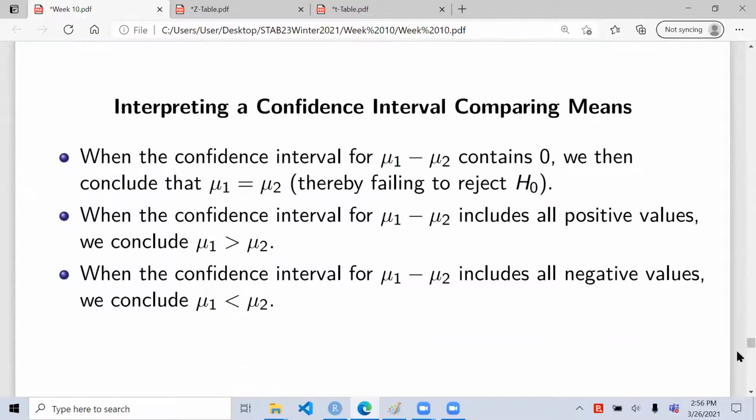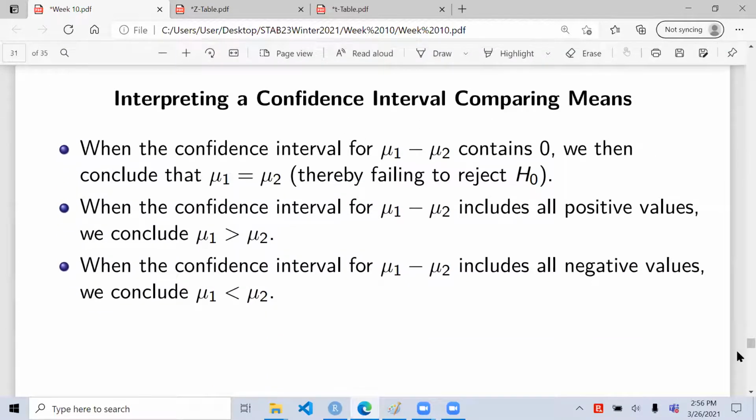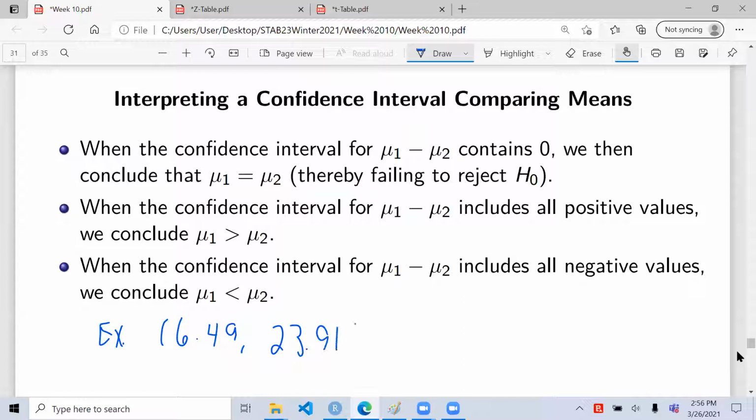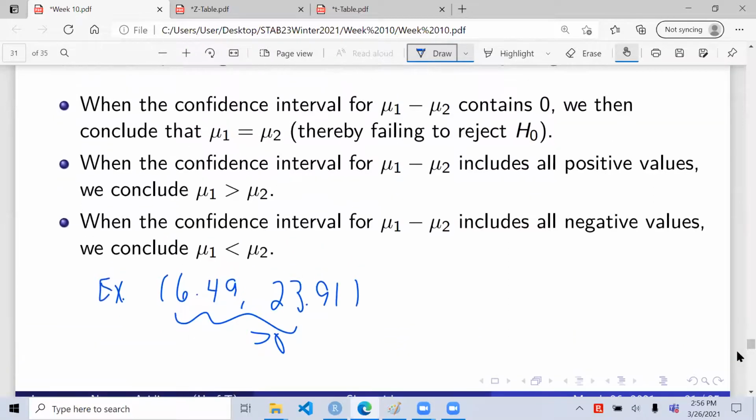For example, we had 6.49, I think, to 23.91. Notice that this whole interval is bigger than 0, right? So this interval really doesn't cover 0. So you're going to reject H0, basically.